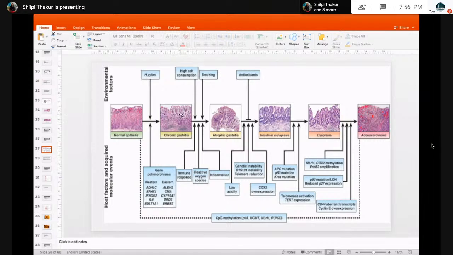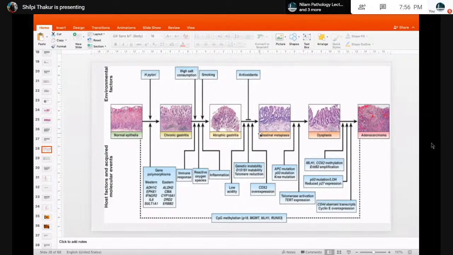Now, if the patient continues to have high salt consumption, smoking, and along with that an immune response, the inflammation, which is part and parcel of this, this will lead on to atrophic gastritis. The transformation from atrophic gastritis to intestinal metaplasia can be stopped if there is an ample amount of antioxidants.